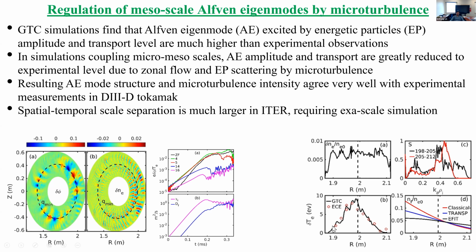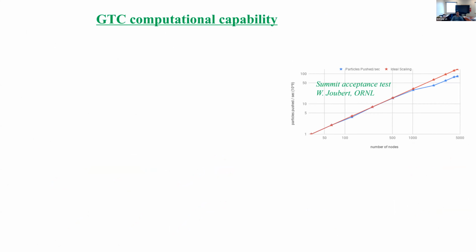The most impressive agreement is the Alfvén eigenmode structure and amplitude. For the first time, we are able to match both the mode structure and the absolute amplitude with the electron cyclotron emission measurements of such Alfvén eigenmode. So all these simulations require advanced computational capability.